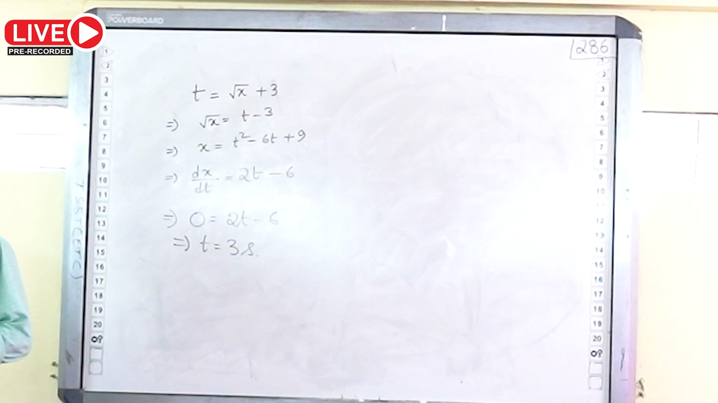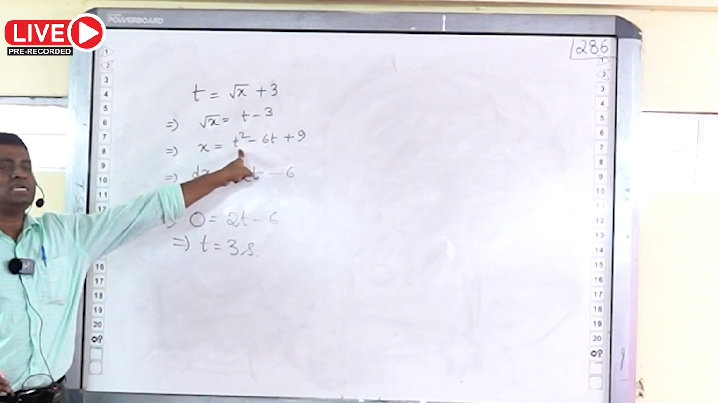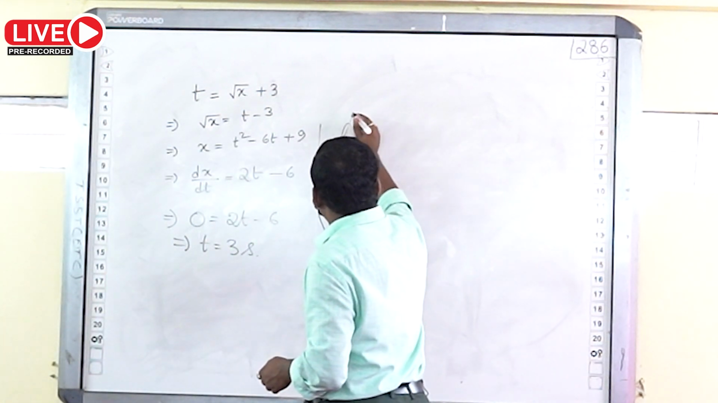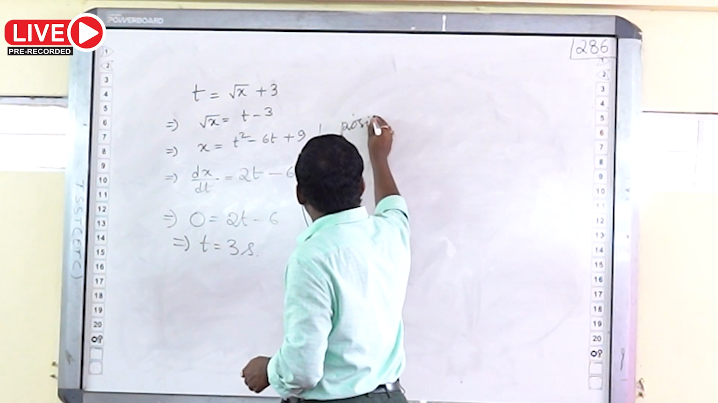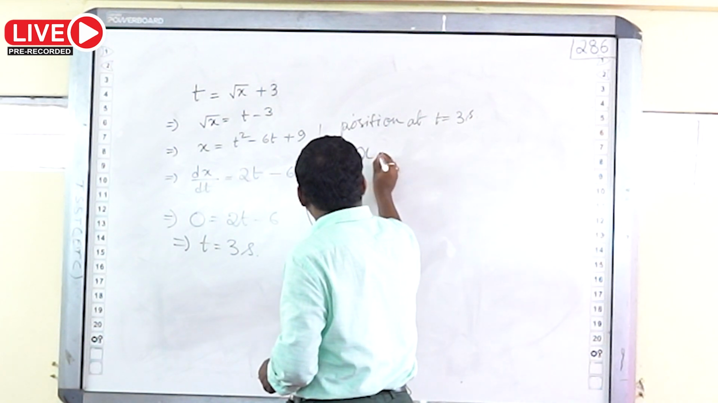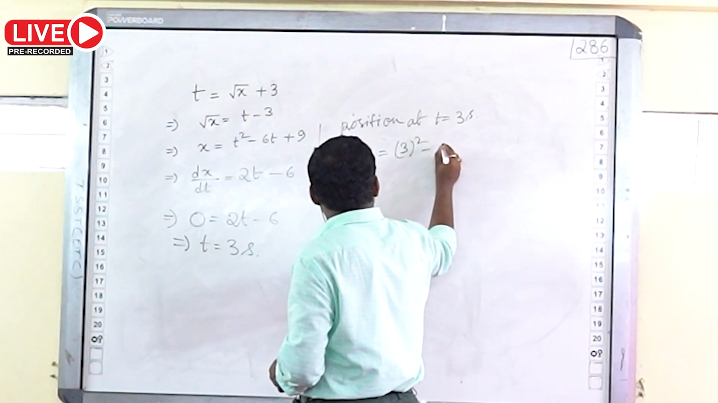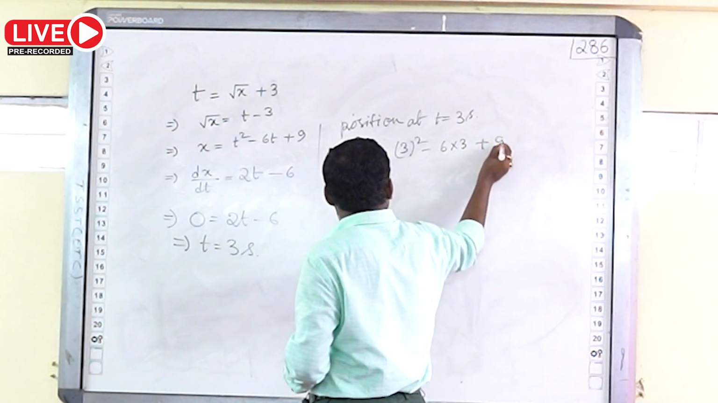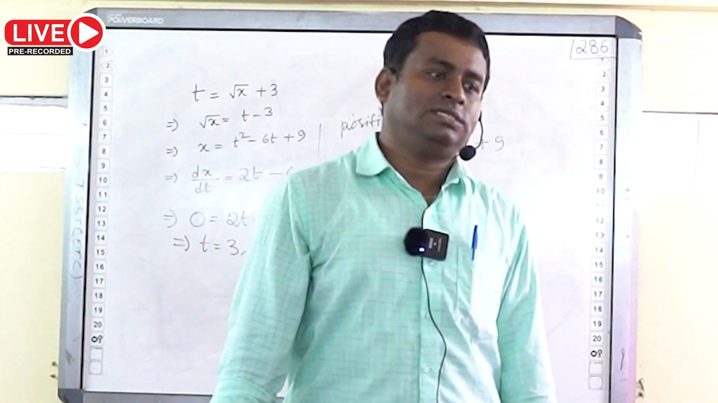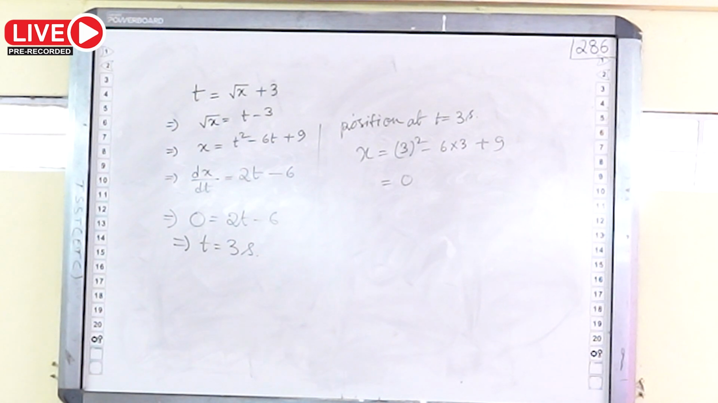Then what will be the position at 3 seconds? Just put t equal to 3 here. So we have to find this position at t equal to 3 seconds. That is x, in place of t I put 3. The particle will come back to the origin because x will come to be 0. So the particle moves like this and again comes back to the origin.